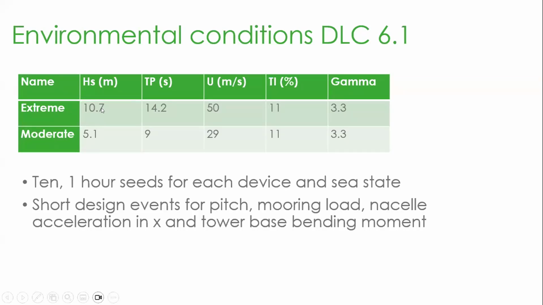So we looked at these 8 different devices, and we looked at 2 sea states. One is a bit more extreme, significant wave height of 10.7. One was a much more sheltered location, significant wave height of 5.1. So for each of these devices in these 2 sea states, we modeled 10 1-hour irregular wave cases, and then we also modeled 20 constrained response conditioned events.